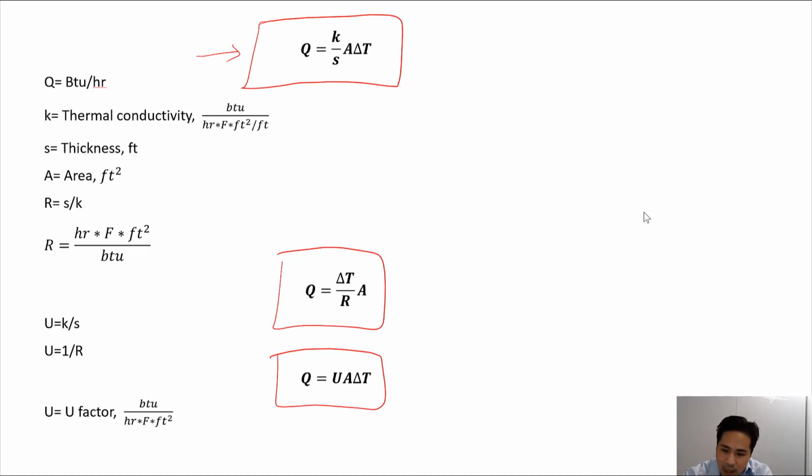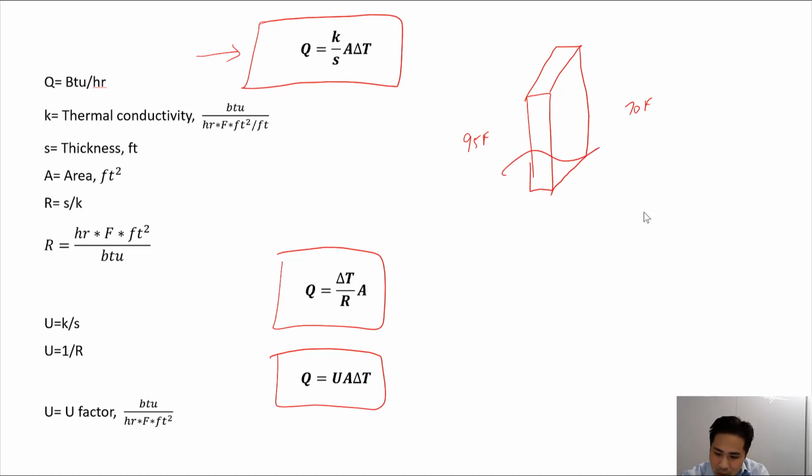So, in this example, I'm going to create a wall here that could represent, let's say, the exterior wall of a house. The outside temperature would be, let's say for this example, 95F, and the indoor temperature is 70F. The area that's plugged into that formula would be the area that the heat is being transferred across, or the Q. And that area is this area here.